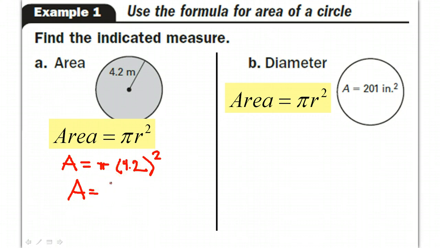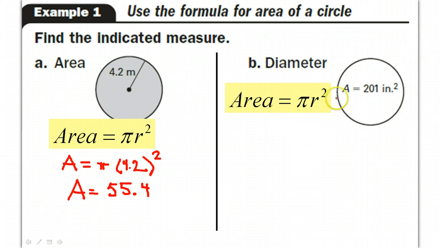So what did you get? What's the answer? 55.2? 55.42. Okay, so I'll go ahead and round to 55.4. Any questions about that one?